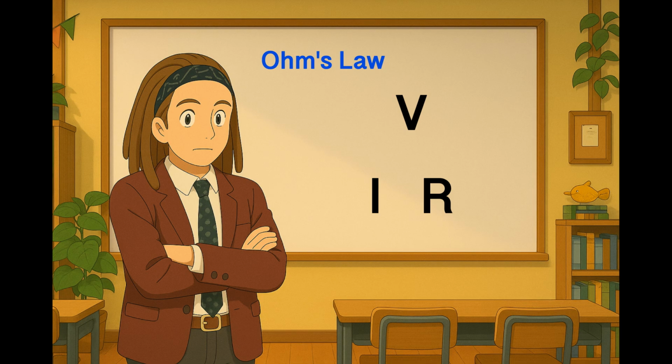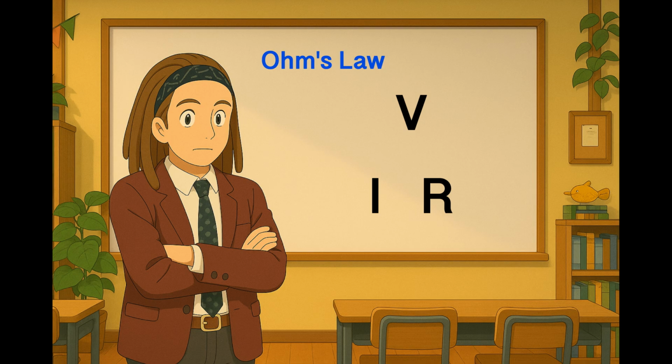Step 3. Relevant equations and principles. These three quantities are elegantly linked by Ohm's law, which states V equals I times R. This equation means that the voltage, V, across a component is directly proportional to the current, I, flowing through it, and its resistance, R. It's a powerful relationship that allows us to understand how changes in one variable affect the others.